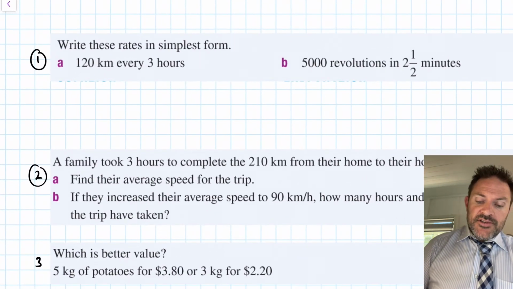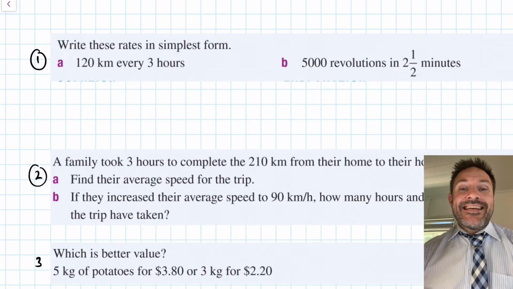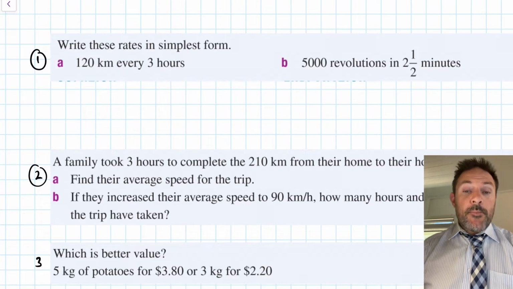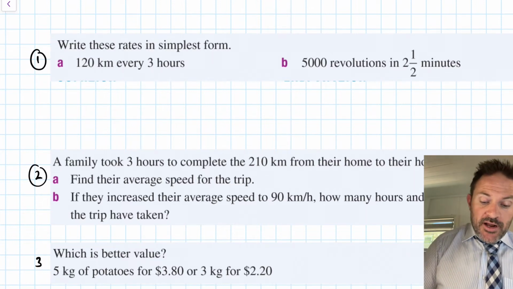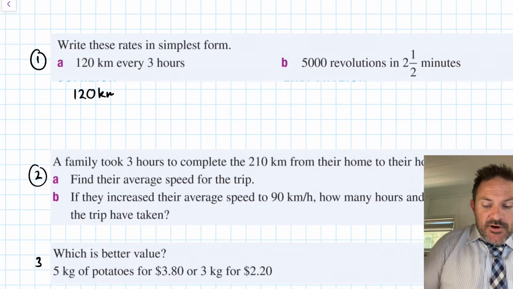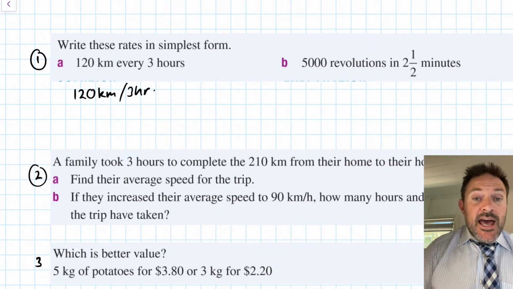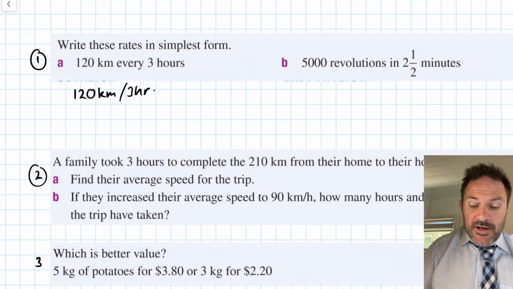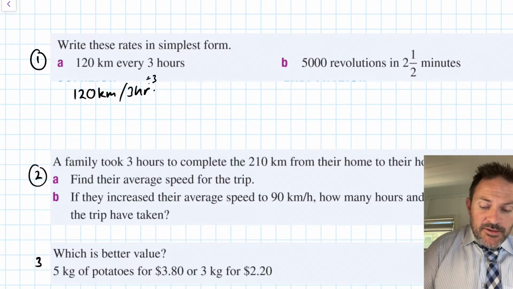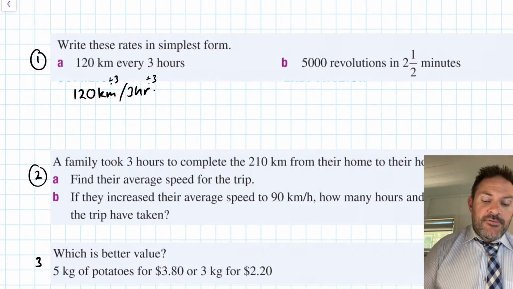Okay, so question 1, write these rates in simplest form. So we want it per one. So we've got 120 kilometers per 3 hours, but I want it for 1 hour. So how do I get it for 1 hour? We divide it by 3. So I'm going to divide the right-hand side by 3, the left-hand side by 3.